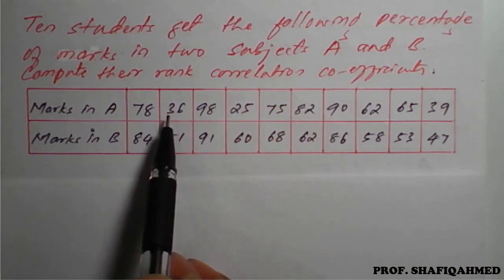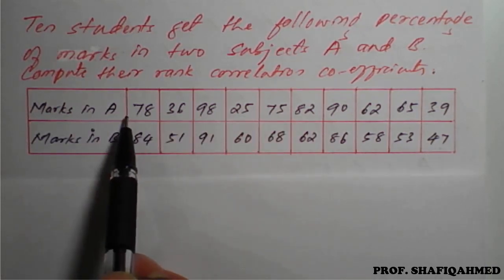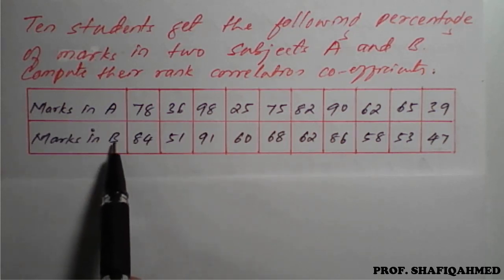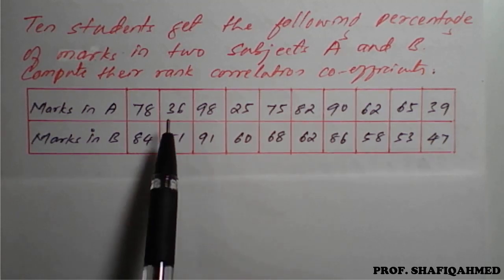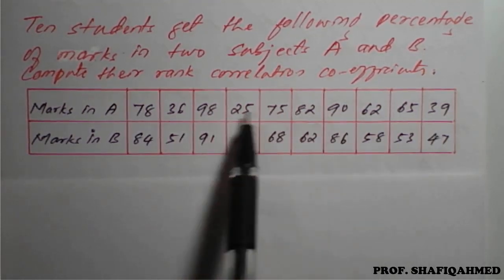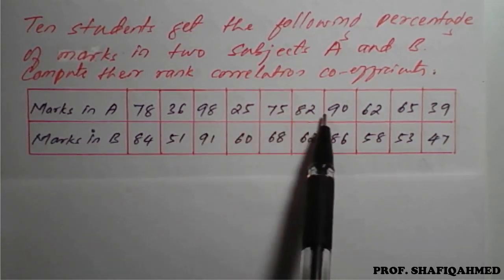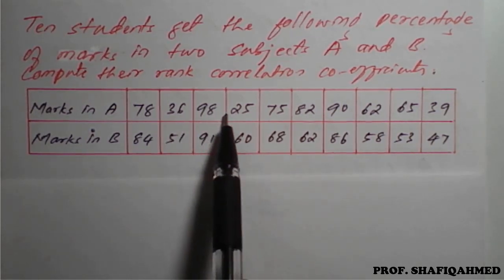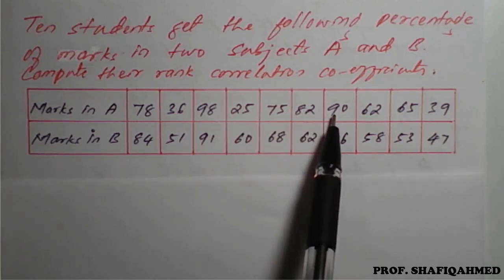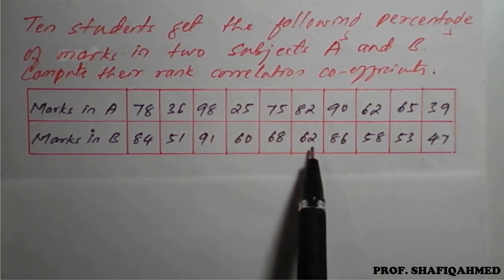See, they have given marks here. They have not given rank in the table, they have given marks in subject A and marks in subject B. But we have to arrange the rank for this. So how to arrange a rank? You need to check the highest marks first. If you compare the marks in A, the highest marks in subject A is 98. Then the next one is 90, then the next lower marks is 82. Like that we have to give the rank, and similarly in subject B also.